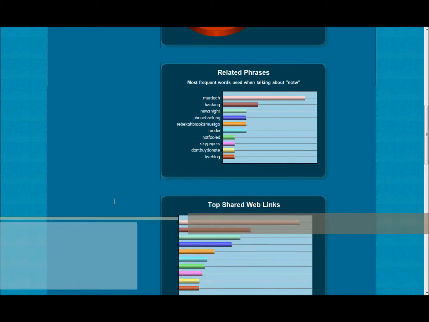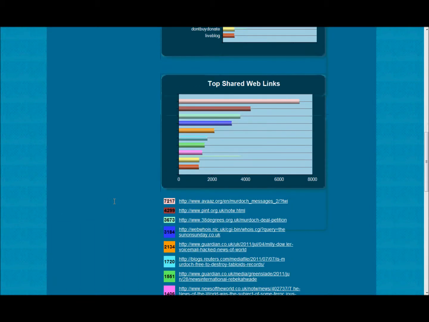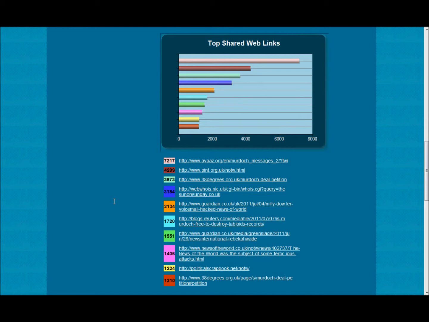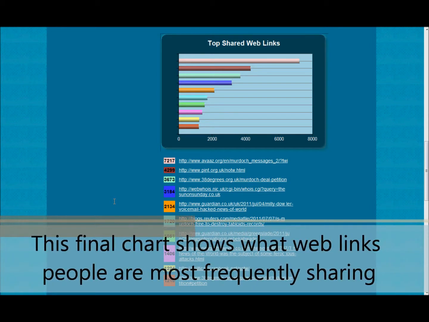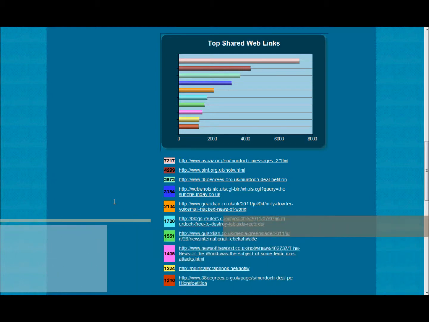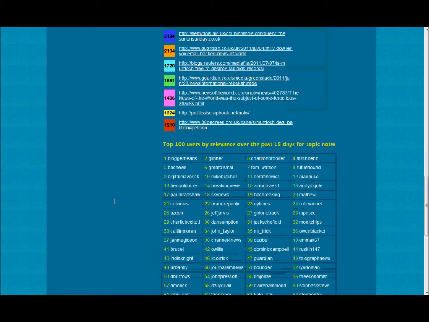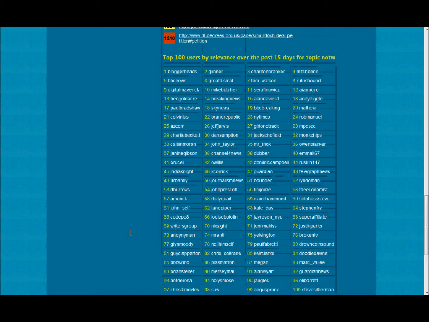This next one, related phrase, is one of my most important graphs. This shows you what people are talking about in the context of this search, and it's just as relevant in any language in the world. And this final chart shows you what web links people are most frequently sharing. Great tools and graphs to show you what is important to people.